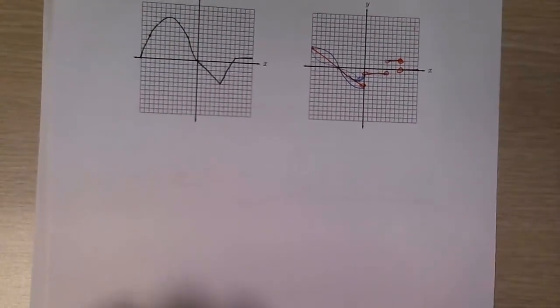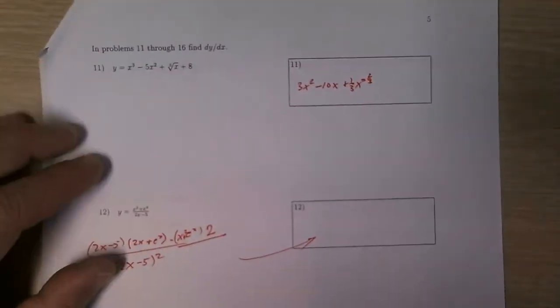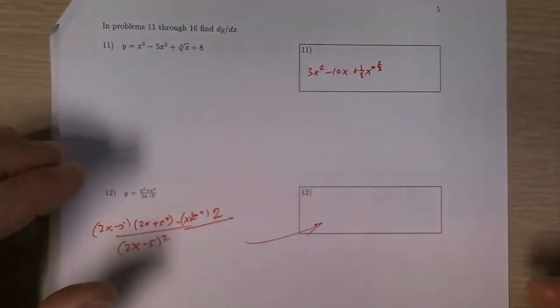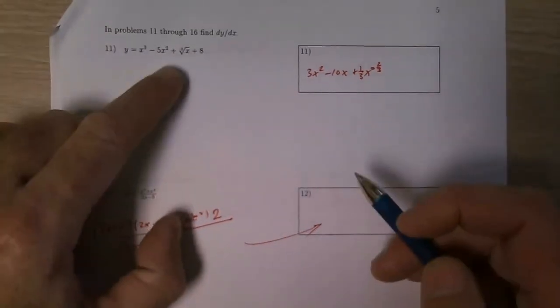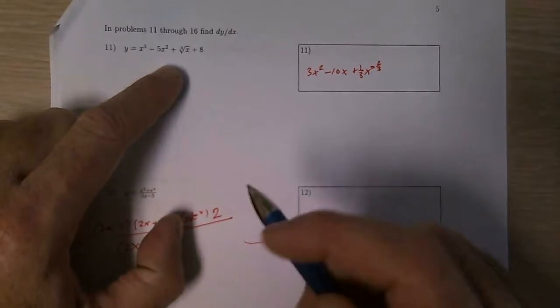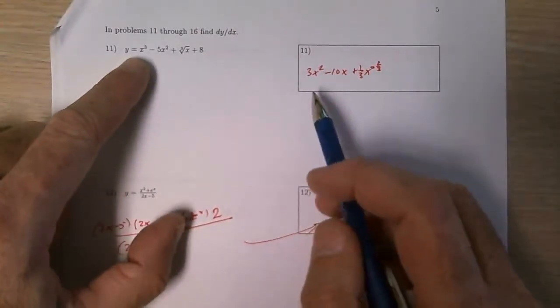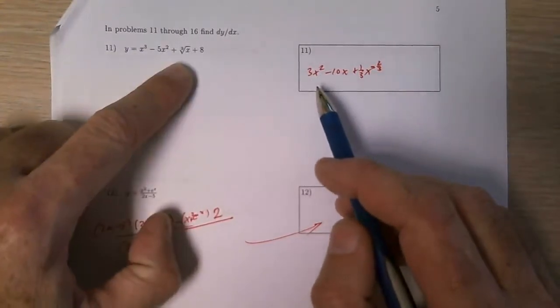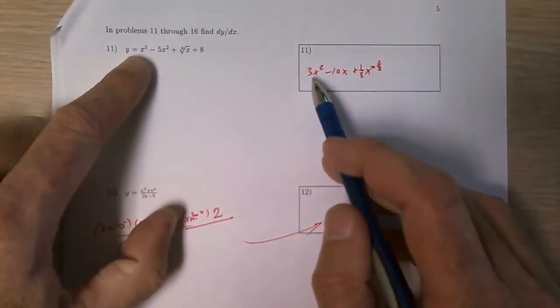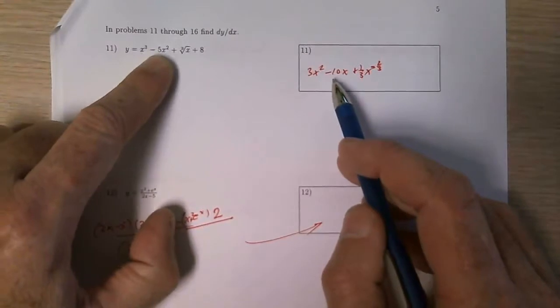Number 10. Number 11. On these, you didn't have to use the definition. You could use anything you wanted. This was just take the derivatives. Let me show me that you know how to do the process of taking derivatives. So these are power rules, right? This is a sum. So take the derivative of each piece, add them up. This is 3x squared minus 10x.